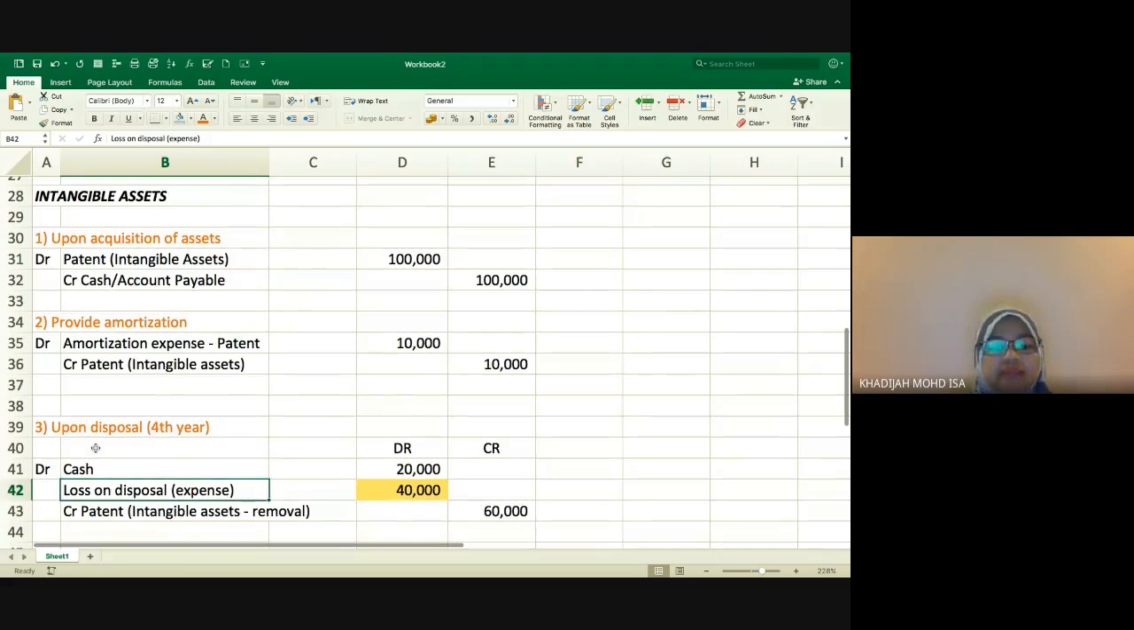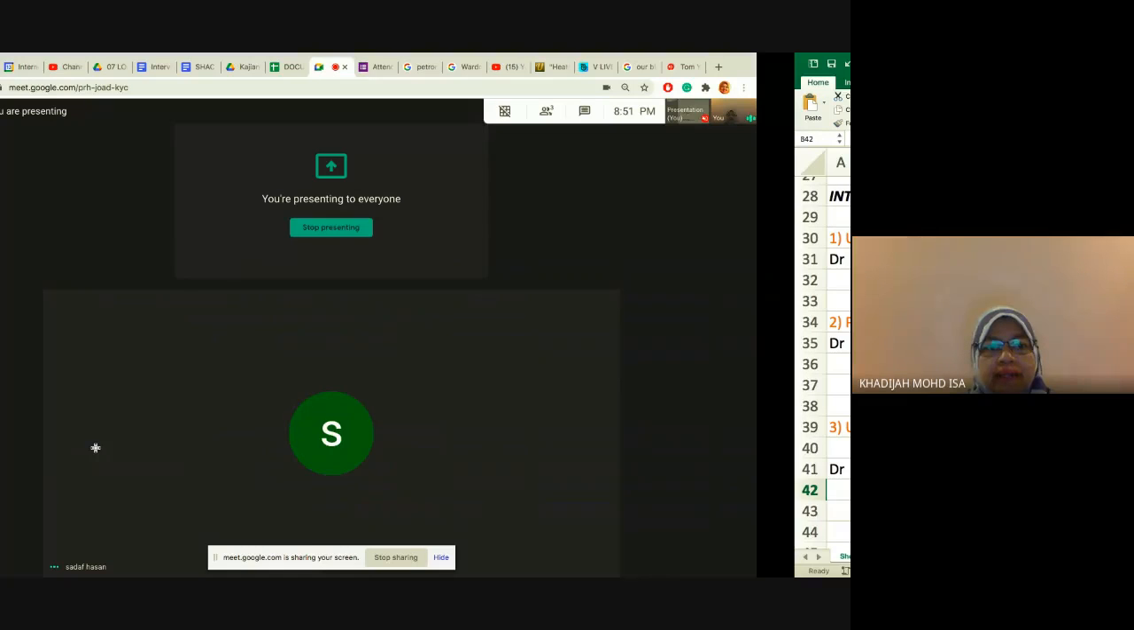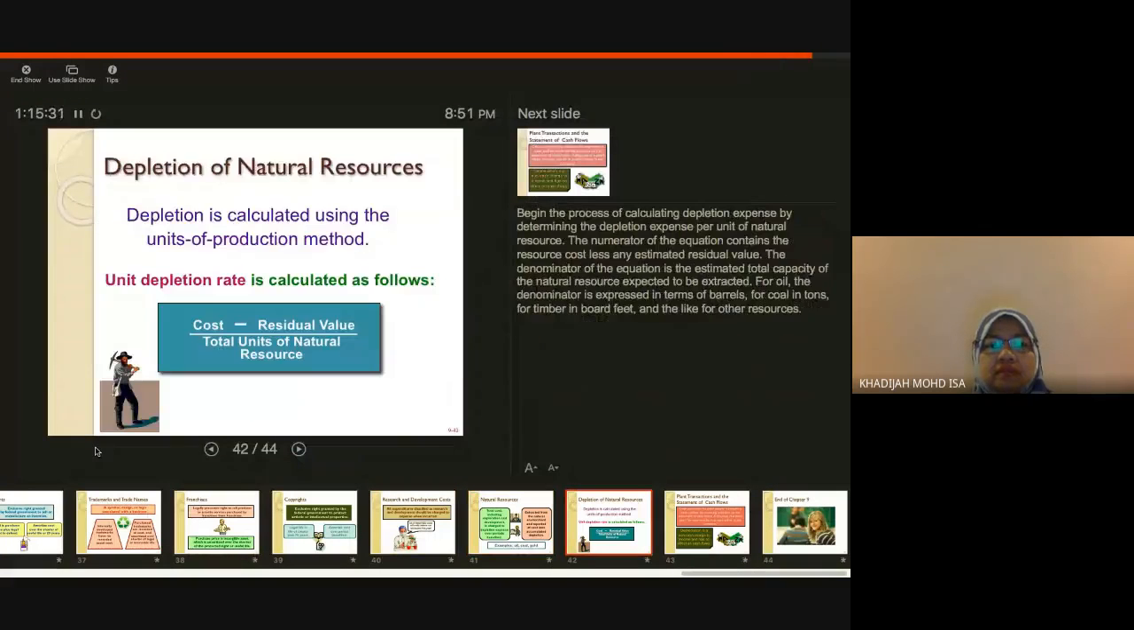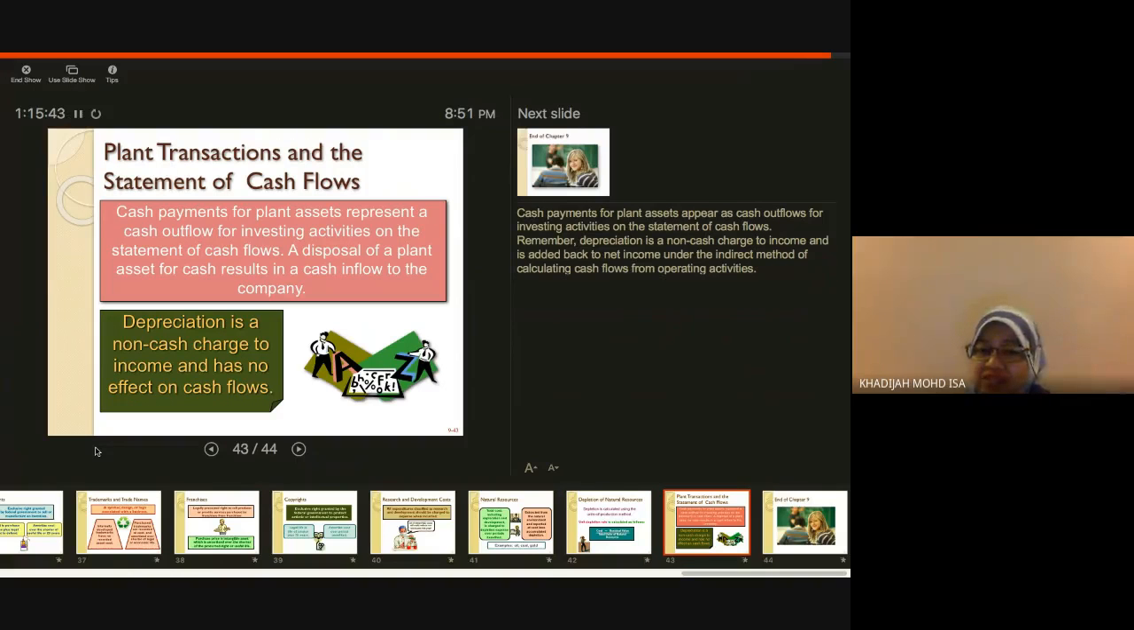Anything that you are not clear about? No, ma'am, it's clear. All right. All this is similar for natural resources. The natural resources also use cost minus residual value over total units of natural resources. Of course, in this case, for example, you have the gallon, whatever method. So it's very specialized. But the more important thing is that you show the understanding of the concept of allocation of asset, the depreciation, for example.